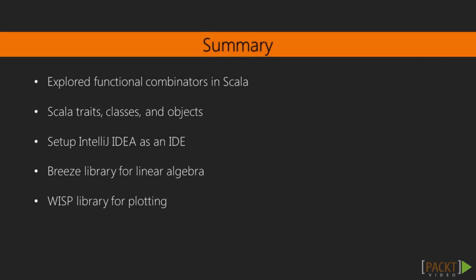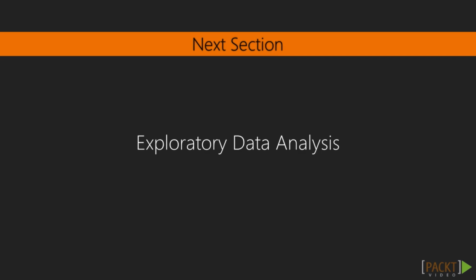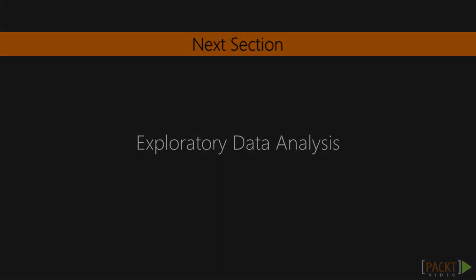Congratulations! You just finished the last video in this section of the course. Let's take a look back on what we learned in this section. First, we learned about Scala's super useful functional combinators. Then we learned about how traits, classes, and objects are used in Scala. Then we learned how to set up our IntelliJ IDEA IDE. Finally, we learned about two important Scala libraries, the Breeze library for linear algebra and the Wisp library for plotting. In the next section of the course, we will cover exploratory data analysis.